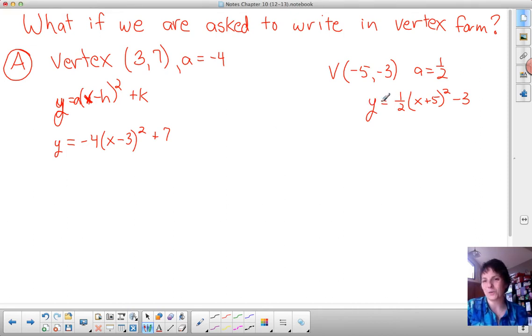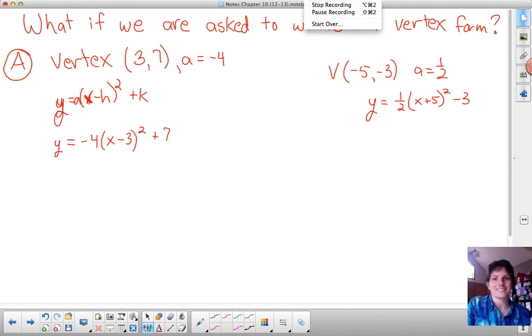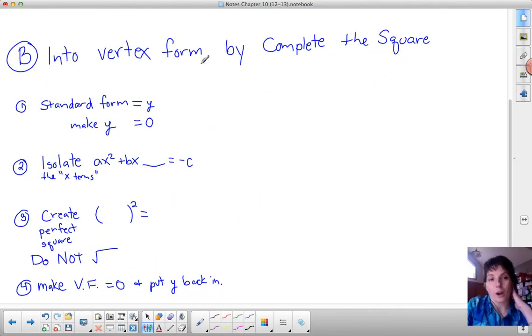All right, so check your work. Did you end up with y equals 1/2 times the quantity x plus 5 squared minus 3? Pretty sure you did. So now we go to the harder version. The harder version, or the more complicated way that we'll be asked to do vertex form, is if I'm given a problem that's in standard form. And to do that, I need to change it from standard into vertex by completing the square.